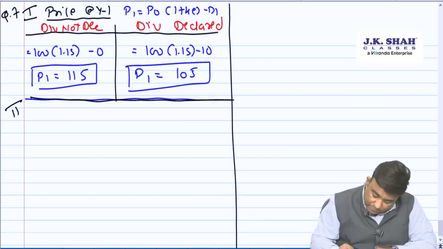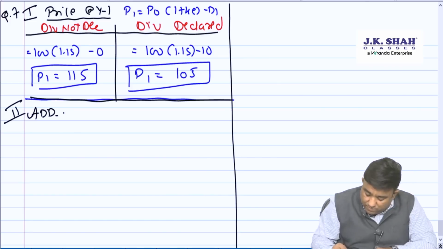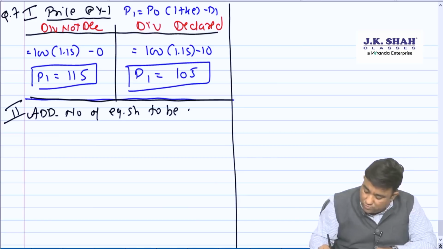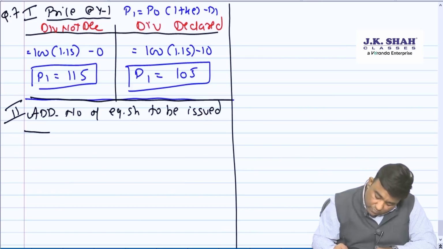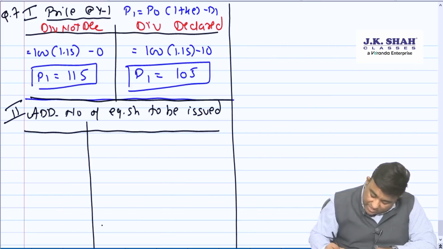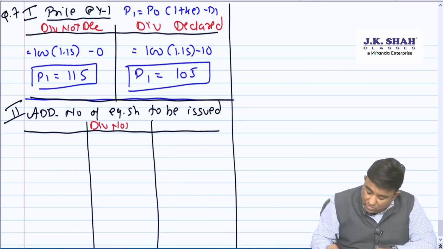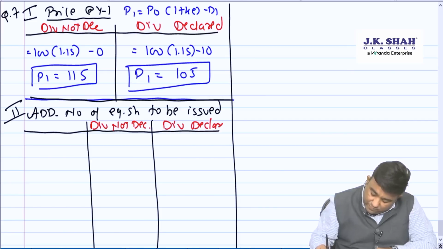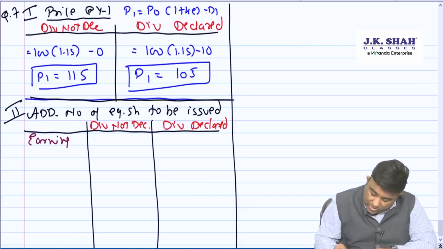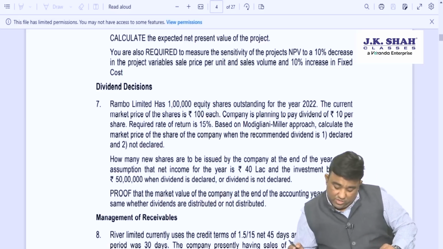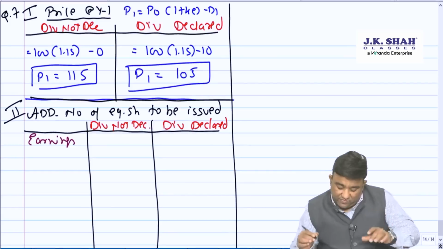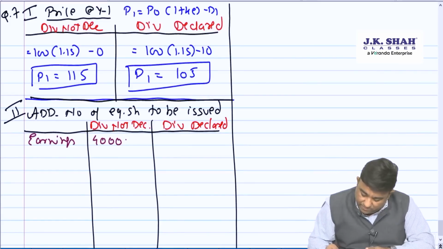Second, additional number of equity shares to be issued. Student, my mathematics will be a little different from the presentation. Dividend not declared and dividend is declared. Student, can I have my earnings ready? Let's check out earnings are how much. It is 40 lakh and investment plan is 50 lakh. So let me take earnings as 40 lakh.